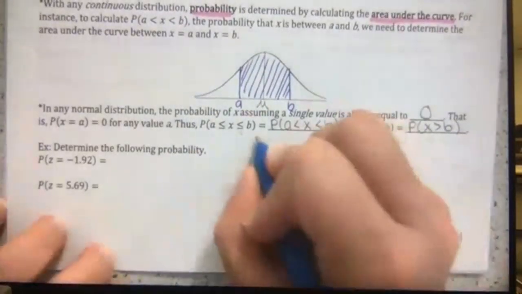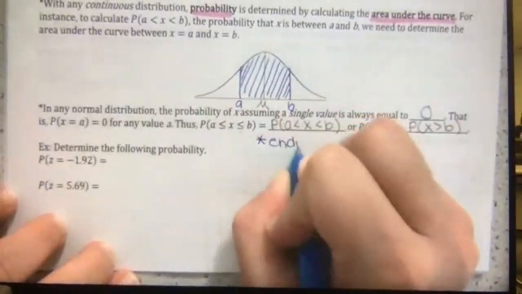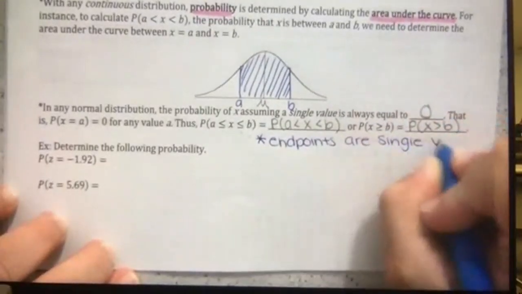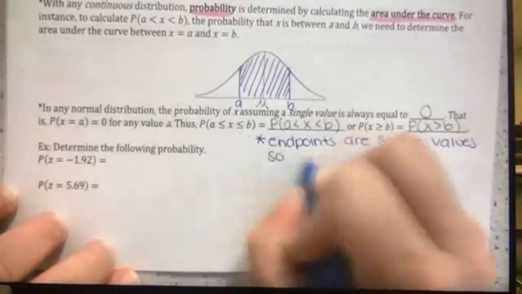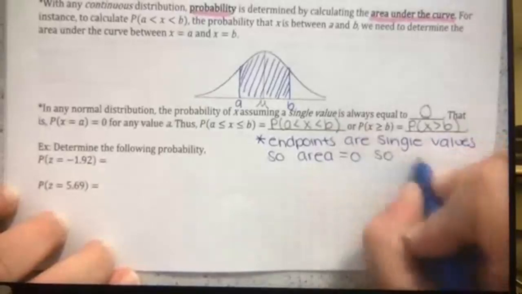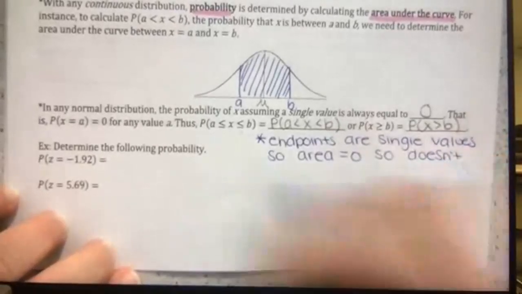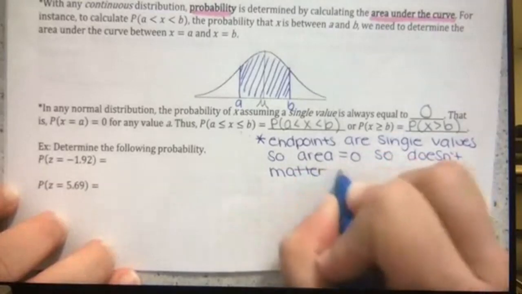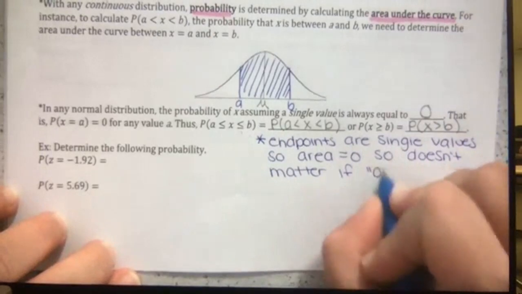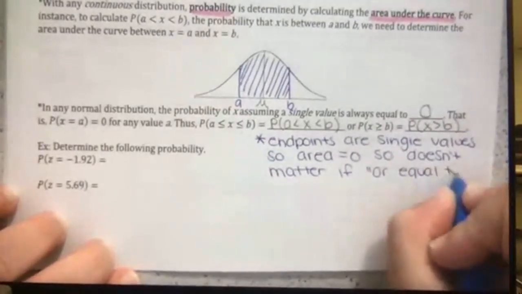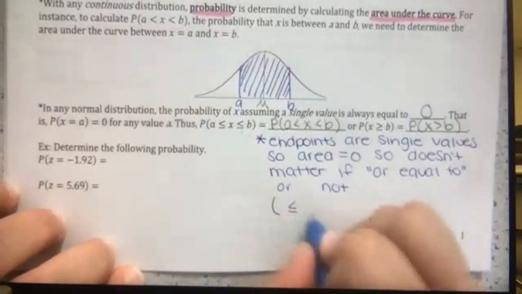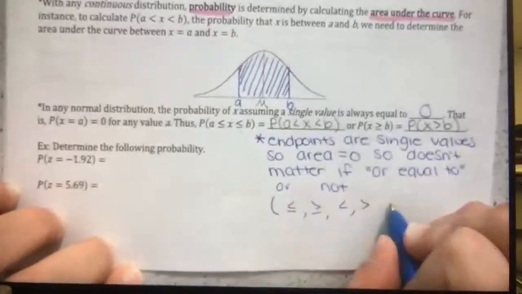Moral of the story: the endpoints are single values, so the area equals 0. So it doesn't matter if we're equal to or not. So all symbols are the same.